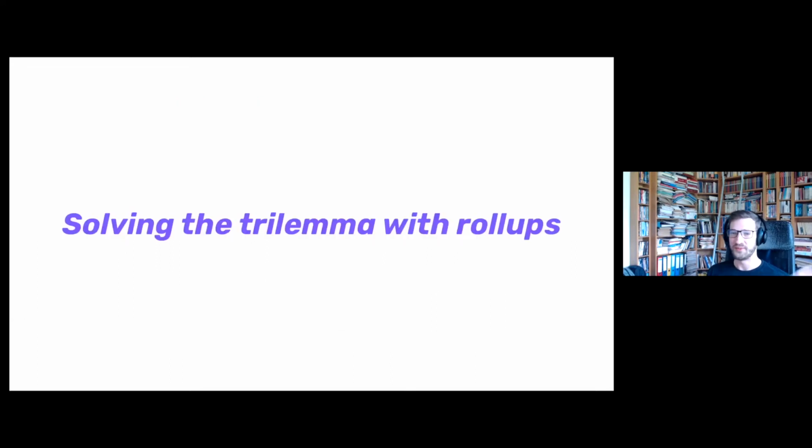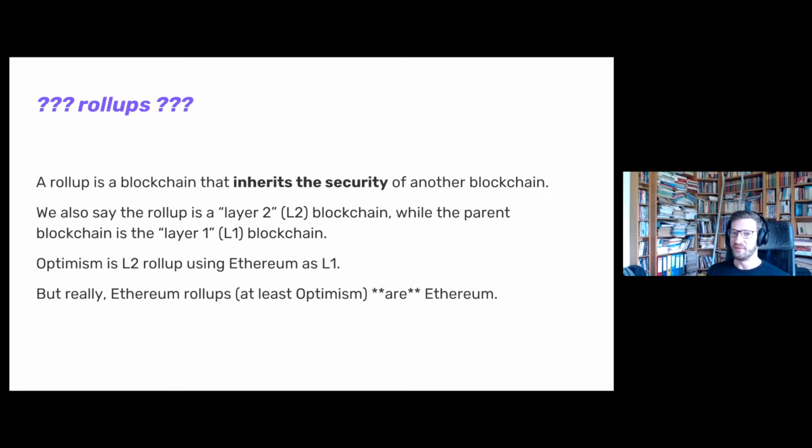So, of course, how do we solve this with rollups? Very briefly, what's a rollup? We can define a rollup as a blockchain that inherits the security of another blockchain. We will call the inheriting rollup the layer 2 blockchain, or L2, and the parent blockchain L1. In this talk, I'm just going to assume L1 is always Ethereum. Optimism is an optimistic rollup that uses Ethereum as the layer 1.